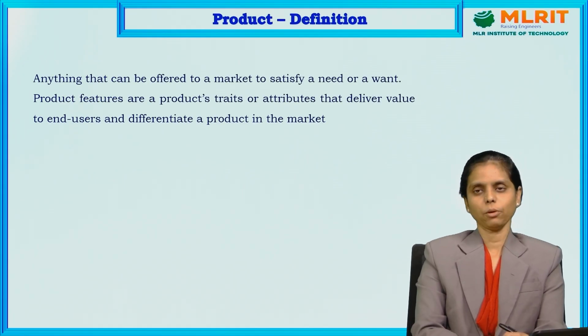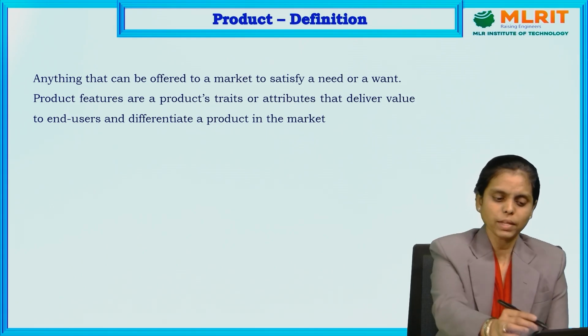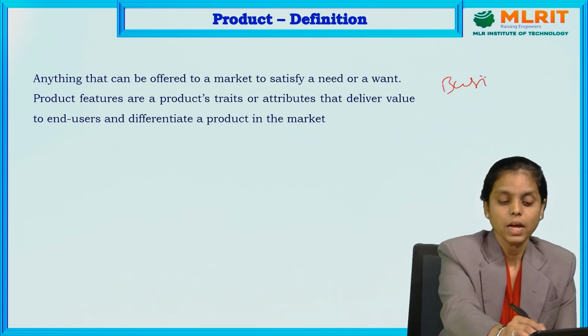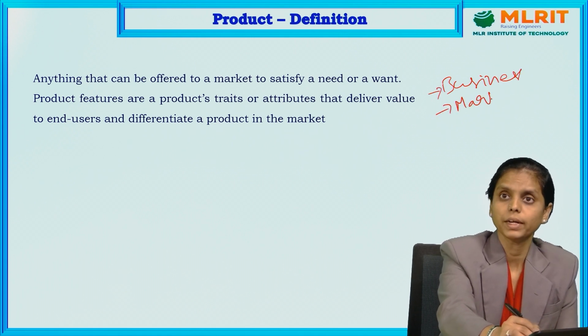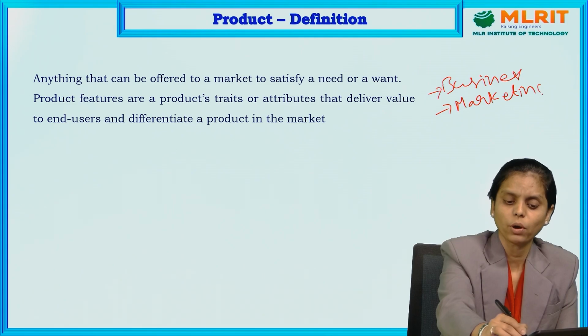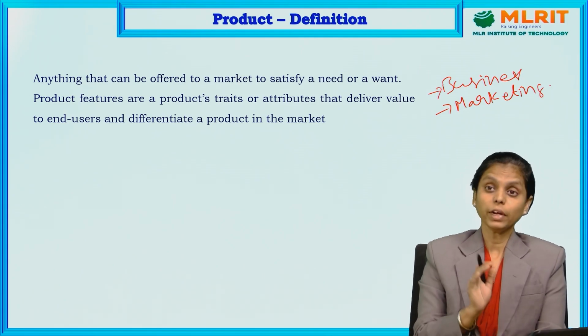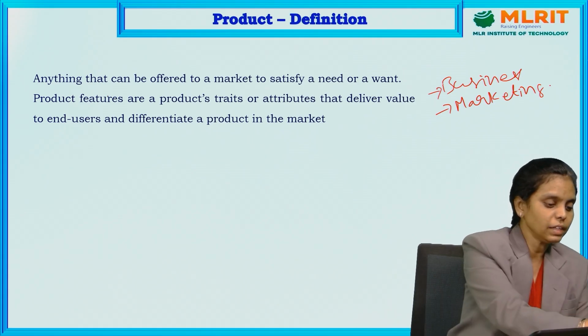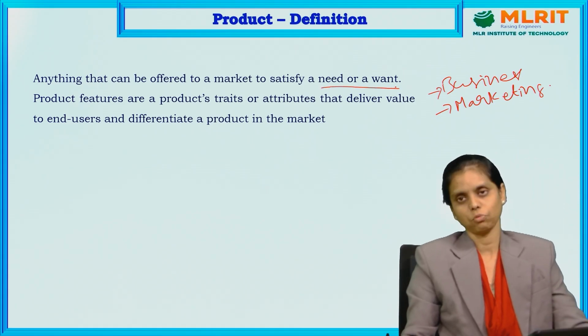Now, what is a product? Basically, as we all know, product is a basic thing for any business, as well as very essential for conducting marketing activities. Without product, there is no business that we have. Now, what is this product? How can we define a product? Product can be defined as a bundle of benefits that are fulfilling the needs and wants of the customers.